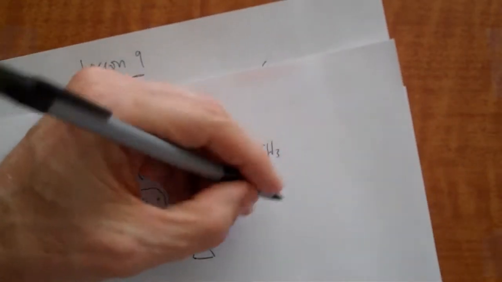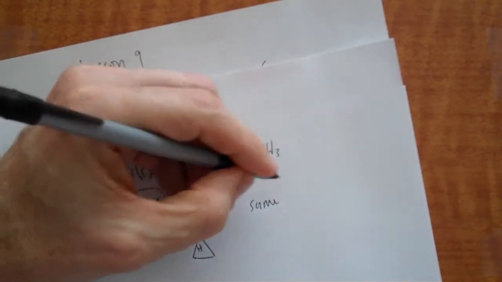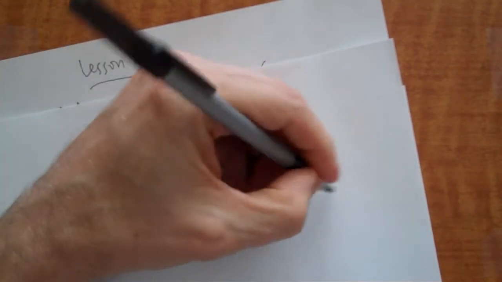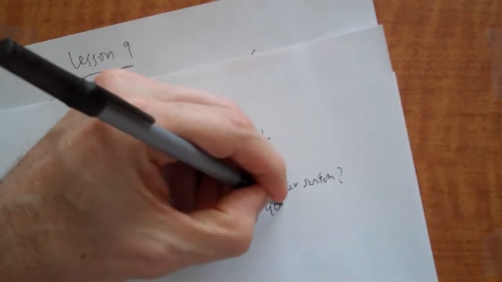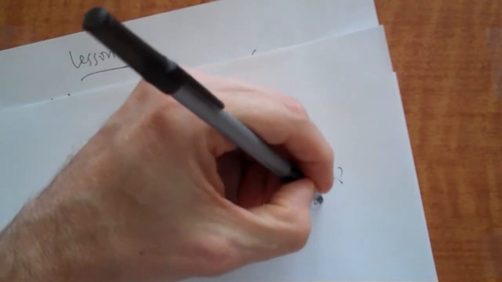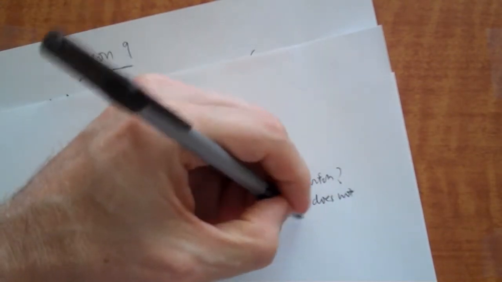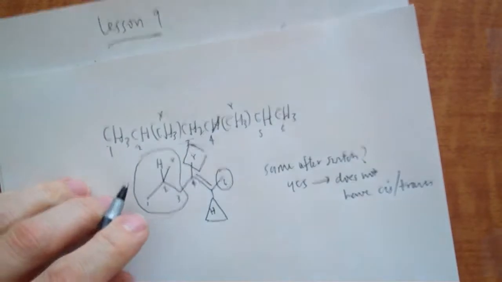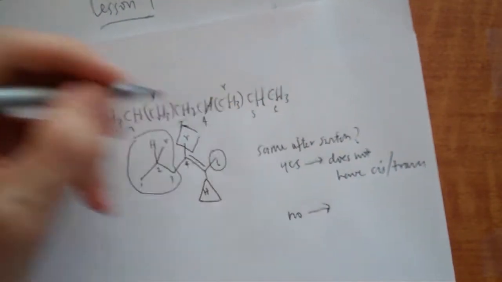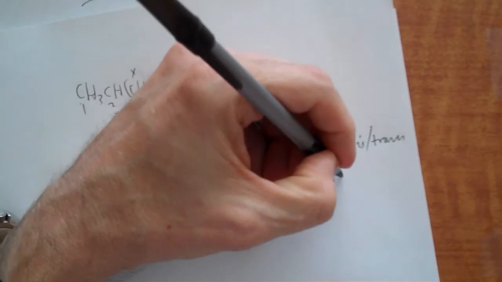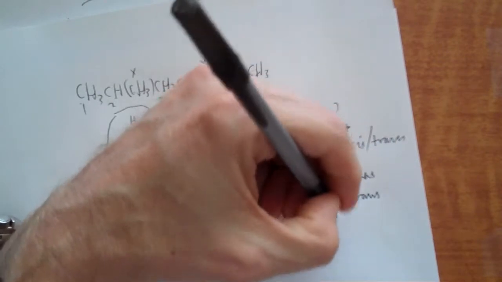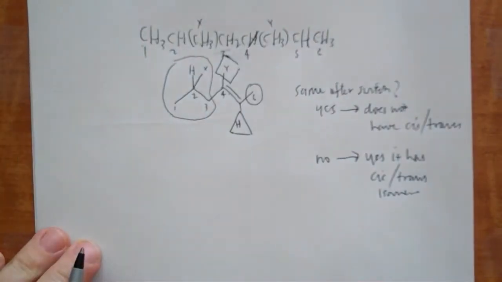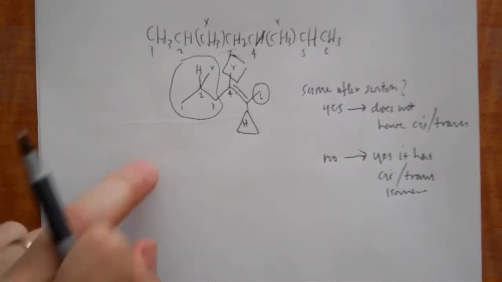If it's the same thing after the switch, yes, it's the same, then it does not have cis-trans isomerism. If it's not the same thing after I switch it, then yes, it has cis-trans isomers. Okay? So there's an example, and to keep this video short, I'm not going to give you another example. You may want to go back and look at this again.